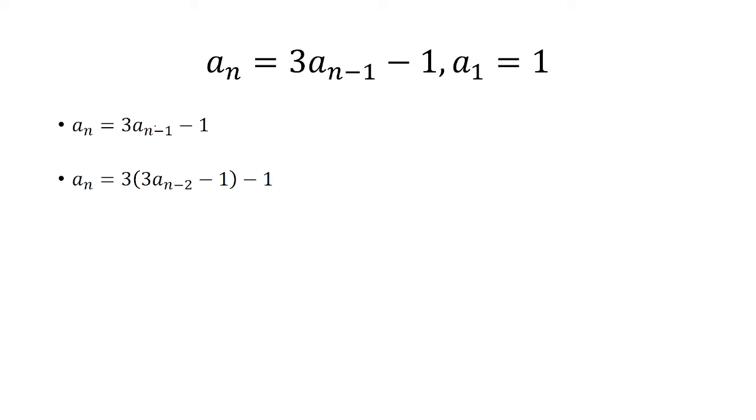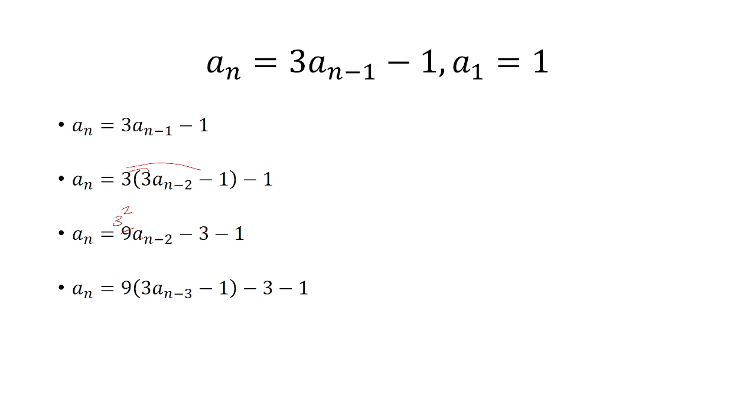So we're going to substitute a sub n minus 1 with 3 times a sub n minus 2 minus 1, because basically what we do here is substitute n equals n minus 1 to get to this. And then we're going to simplify, so we're going to distribute the 3 and get 9 times a sub n minus 2 minus 3 minus 1. And it's probably better to think of 9 as just 3 squared.